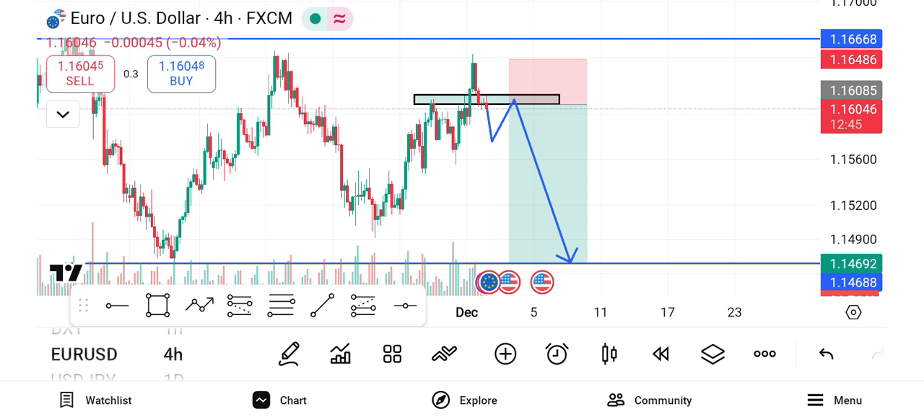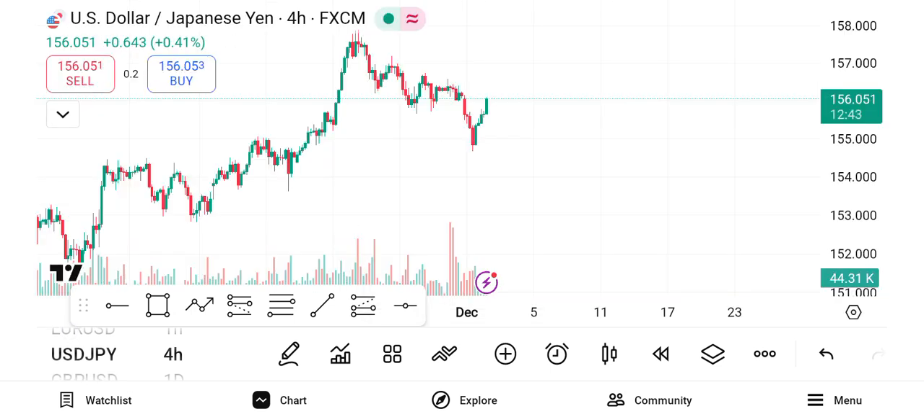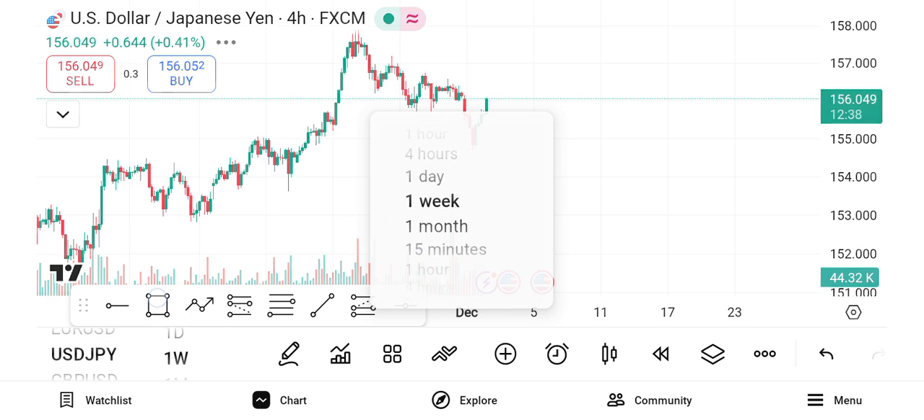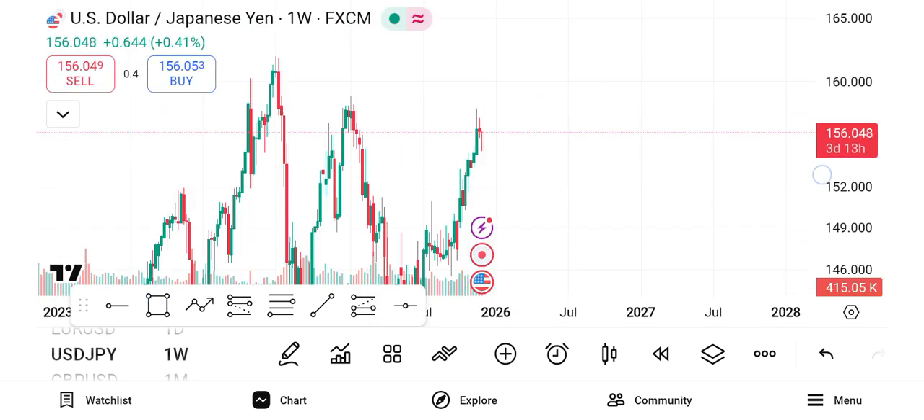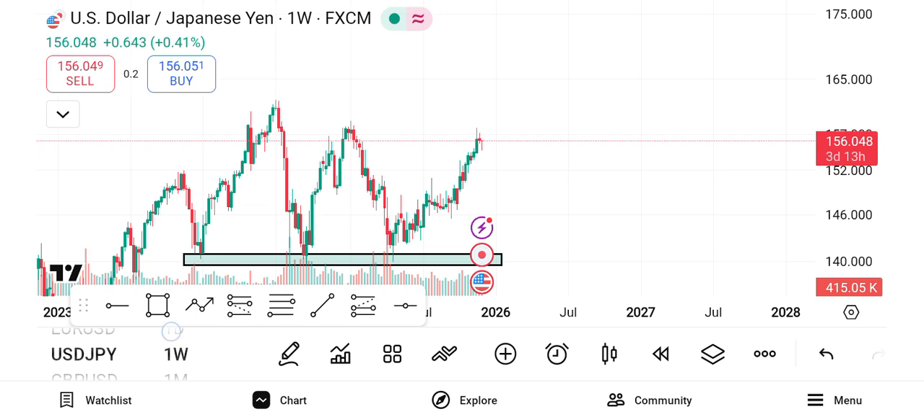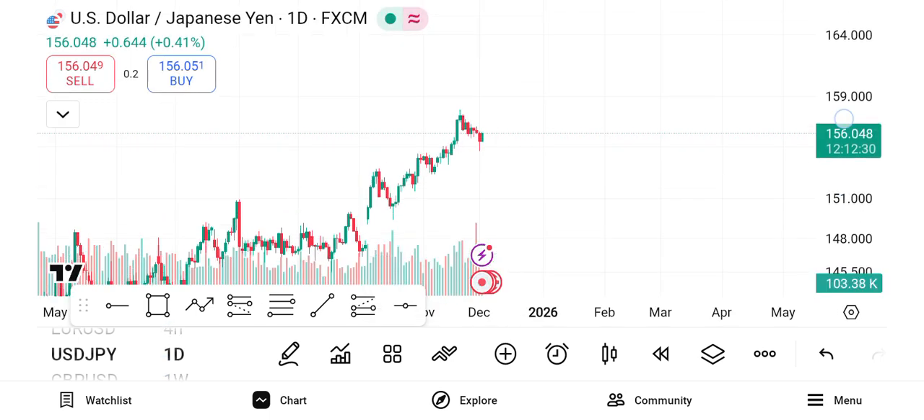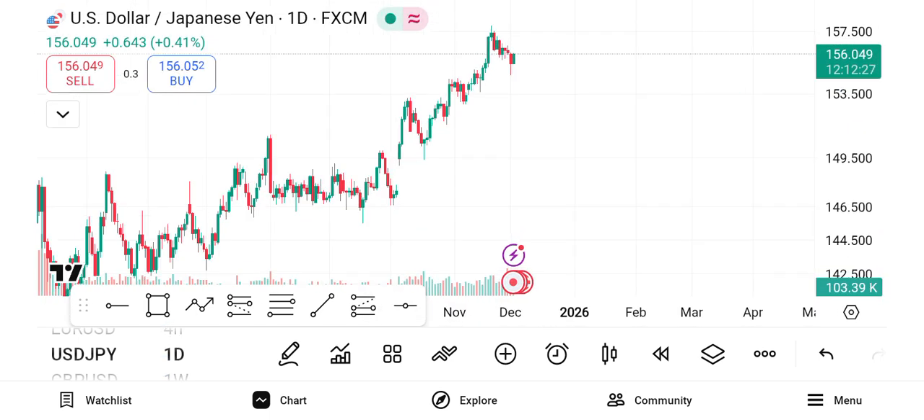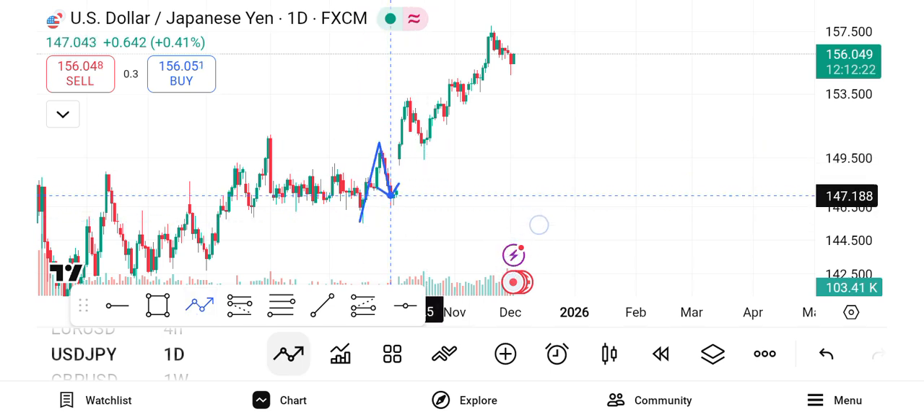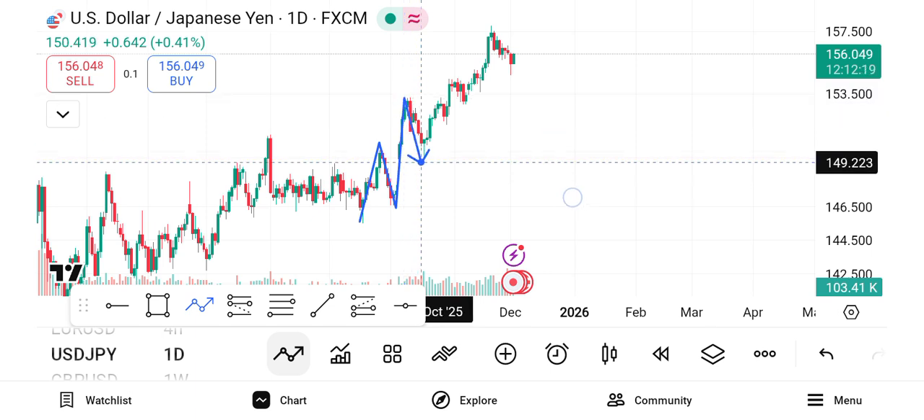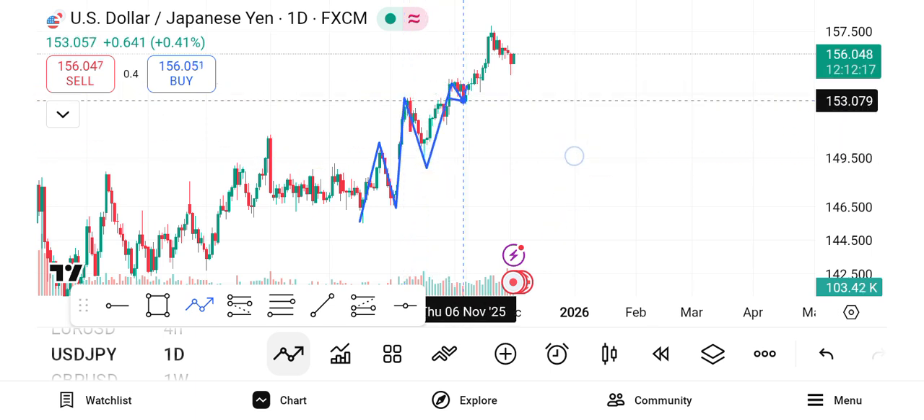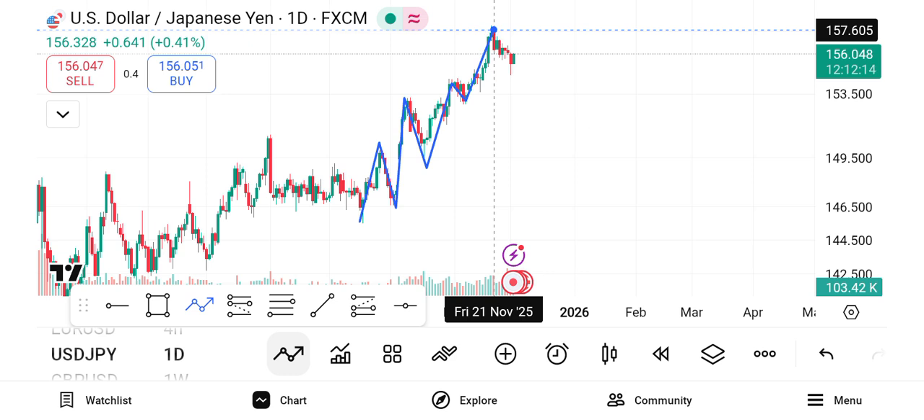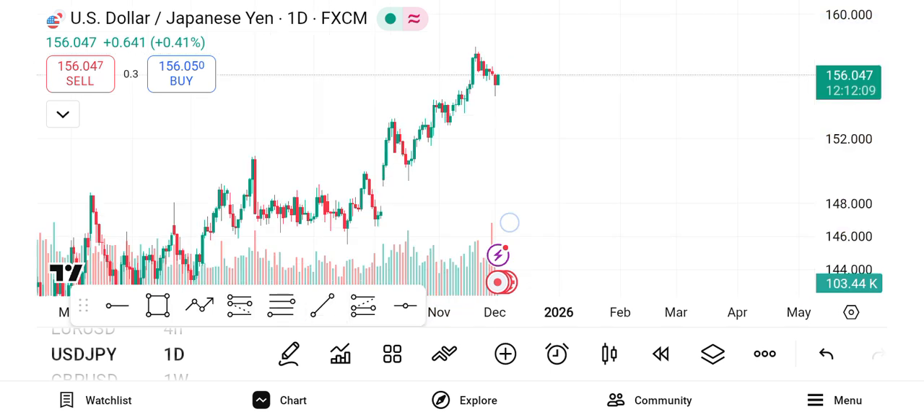And another pair I would also like to share with you guys is this USD JPY. As we all know, USD JPY has been running to the upside for some time now. If I go to the daily time frame, I can see the structure more clearly and see that the market has been moving in higher highs and higher lows. Then we have this high. So this is our reference high and our reference low here.